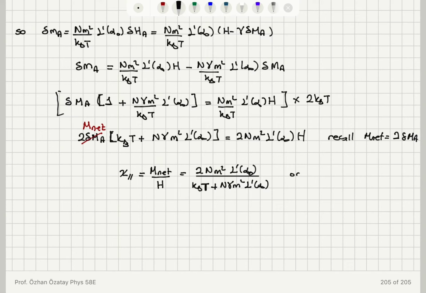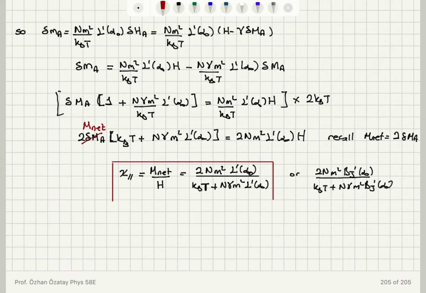Or we can write this in Brillouin function, the same result if we use the Brillouin function: alpha 0 divided by kBT, the quantum version, and gamma M squared Brillouin function derivative at alpha 0. It's the same thing. So this is our main result for the longitudinal susceptibility. Let's use the Langevin version. And now we're going to talk about a remark here.